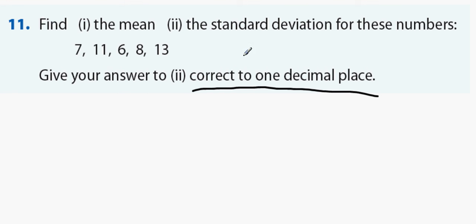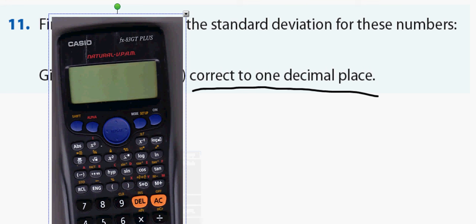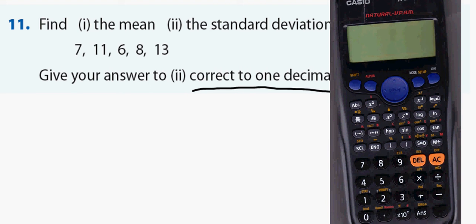So once again, feel free to skip at this stage if you know how to do them. Where you're going to press is mode, and then you're going to click number 2 for stats. You're going to do one variable, so press number 1 for one variable, and then you're going to have your usual chart to write with. There are 5 numbers in this equation: 1, 2, 3, 4, 5.